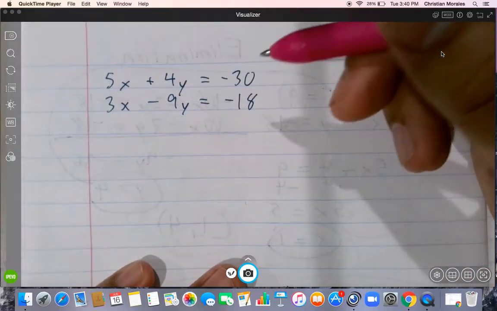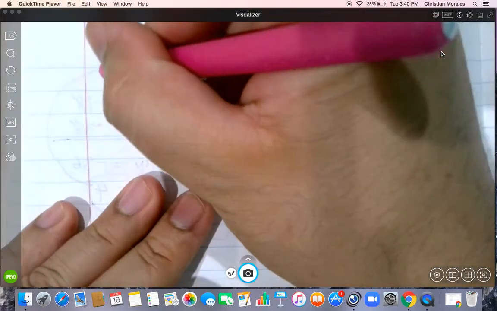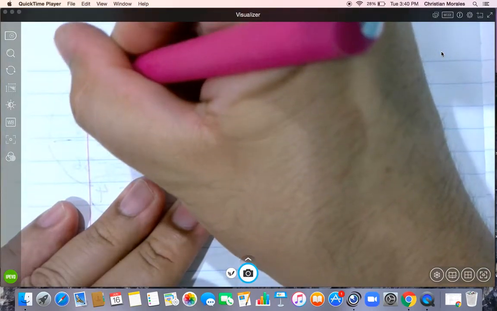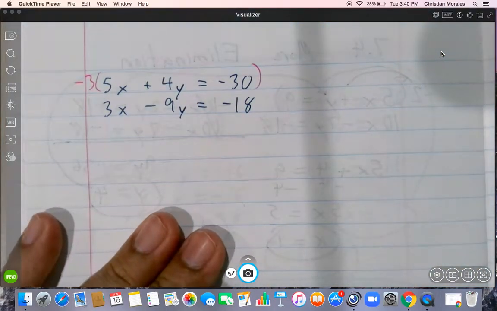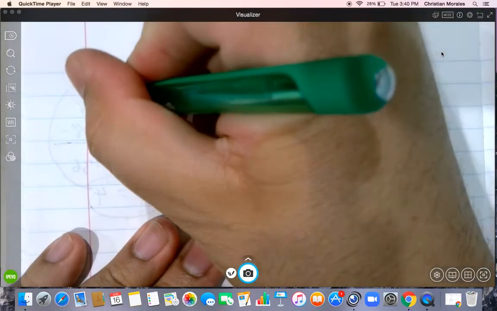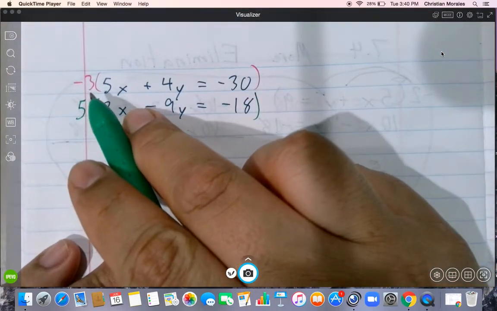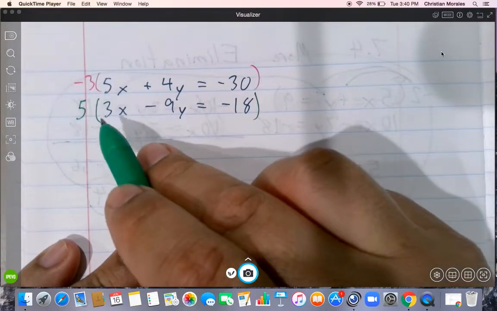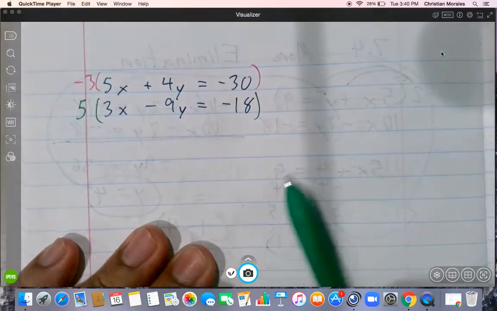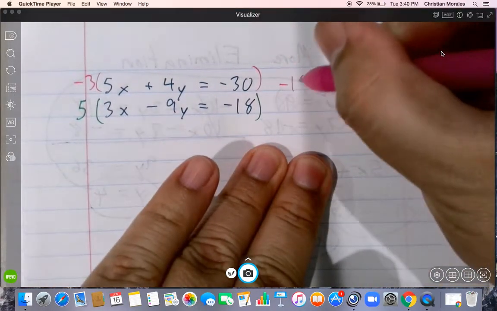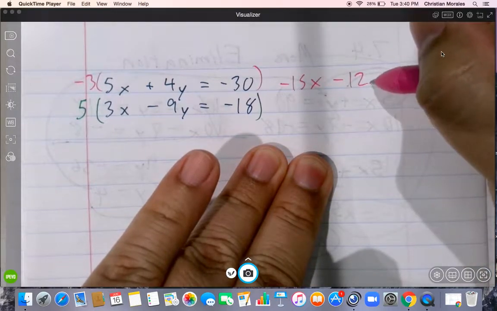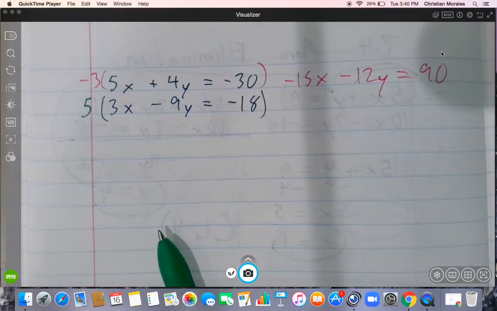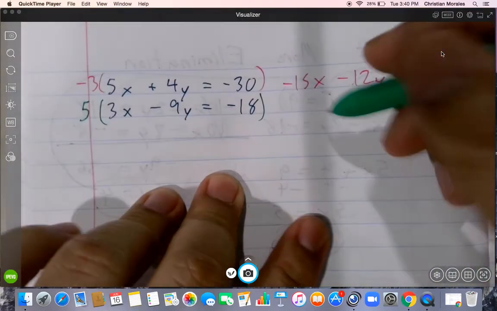I'm actually going to choose this one. I'm going to choose to multiply this by -3, and this one I'm going to multiply by 5. And the reason I'm making this one negative is I want these to cancel out, which means one of them has to be a -15 and the other one has to be a +15. So this is what it looks like. That's the top one. And here's the bottom one.